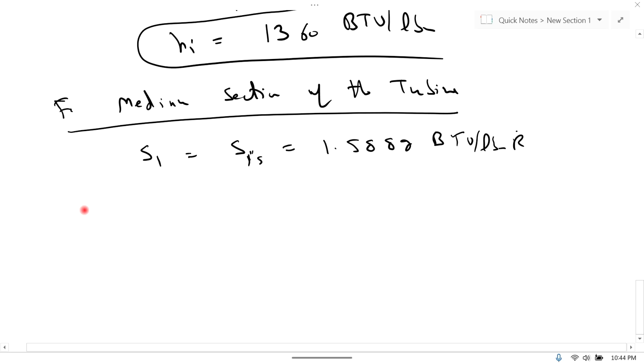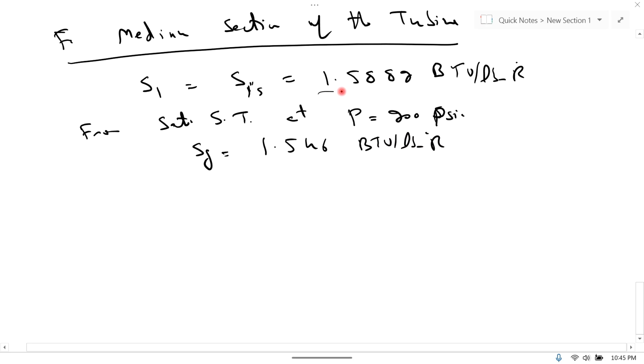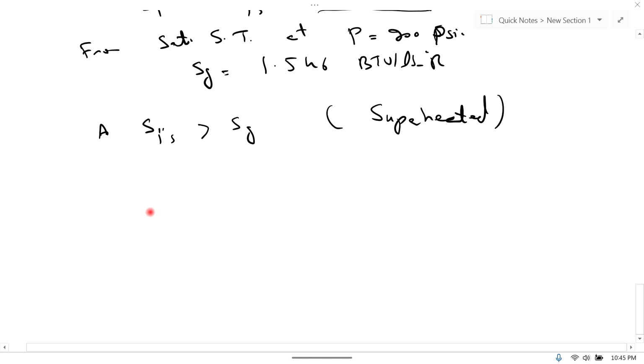First we check whether it is in the superheated region or the wet region. From the saturated steam table at pressure equal to 200 psia, this is the intermediate stage, Sg is equal to 1.546 BTU per pound mass per degree R. As S1 double dash S is greater than Sg, this is the superheated region. So we will use the superheated steam table.